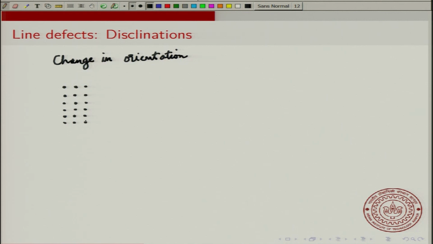A perfect square lattice. Now, let me imagine that I have a line here, and let me show it at some tilt. And so your crystal to one side of this line is oriented in this way.